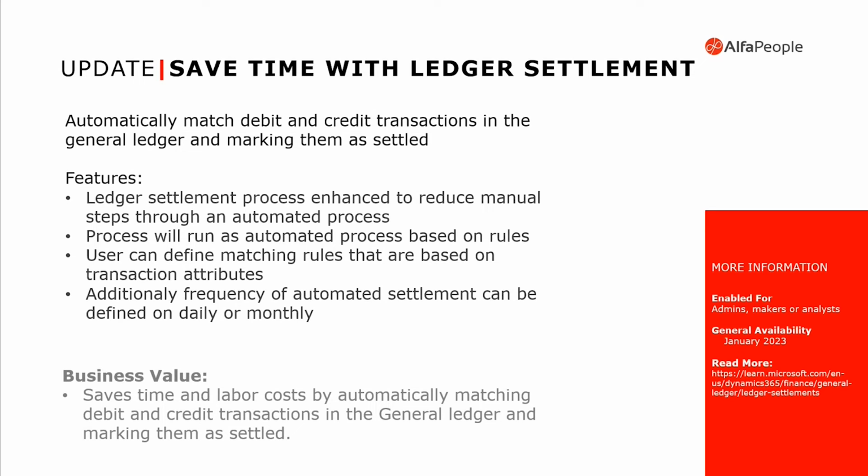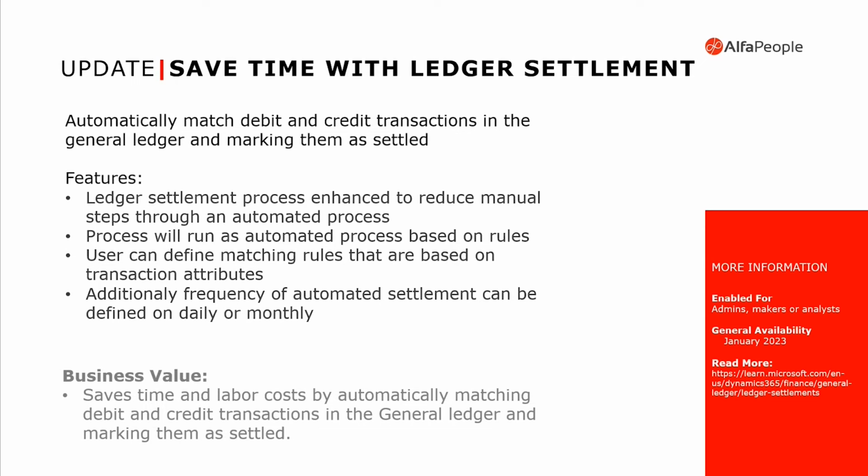So far it was a manual action, so you had to select all your separate entries and then settle them to get an overview of your balance account for the remaining unsettled account transactions. But now with this new feature, you can automate this ledger settlement process.